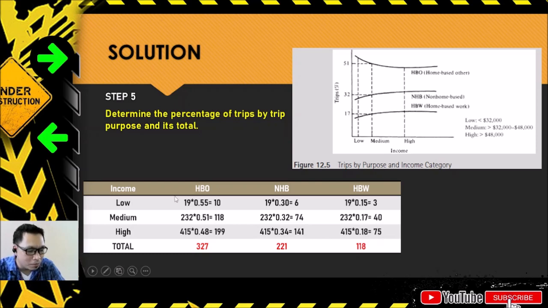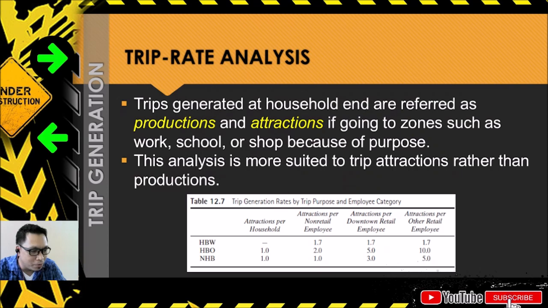All in all, the total for home-based other is 327. For non-home-based, we have 221. Then for home-based work, we have 118. So these are the total number of trips per purpose. So that is how to do the cross classification method. Okay, so another example.